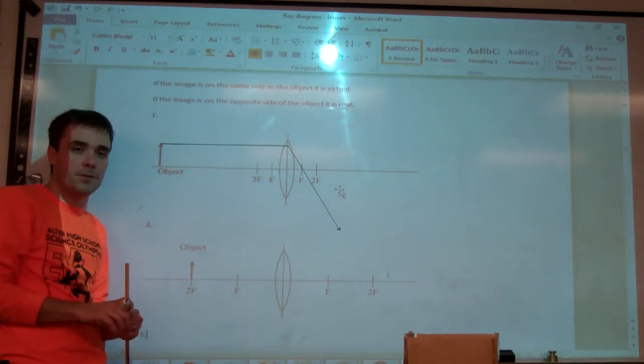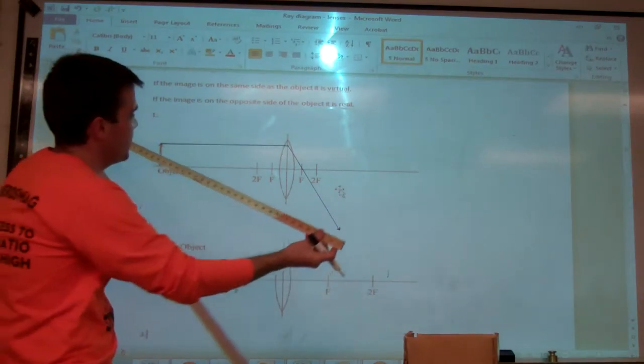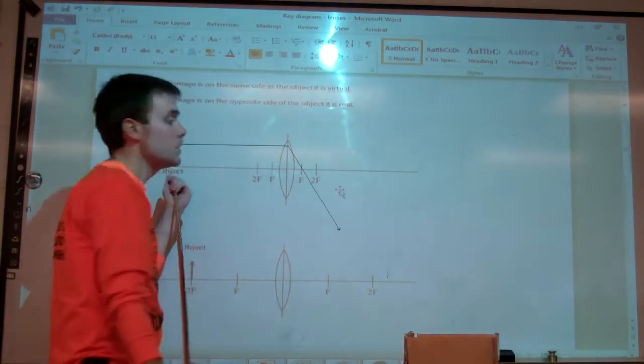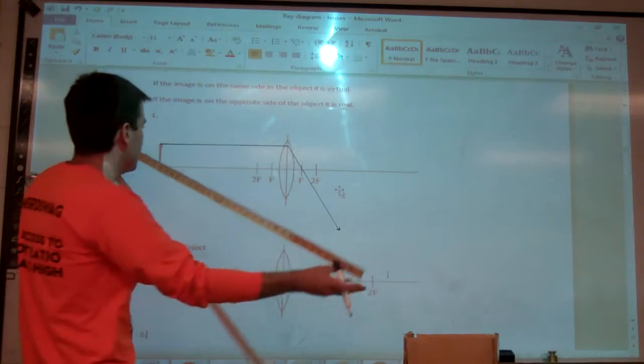Everybody, any questions on that first line? Okay. The other one we can draw. What is the 2F? 2F is the center of curvature, so it's the same thing as C. C is always 2 times the distance from F, so that's why it's 2F.